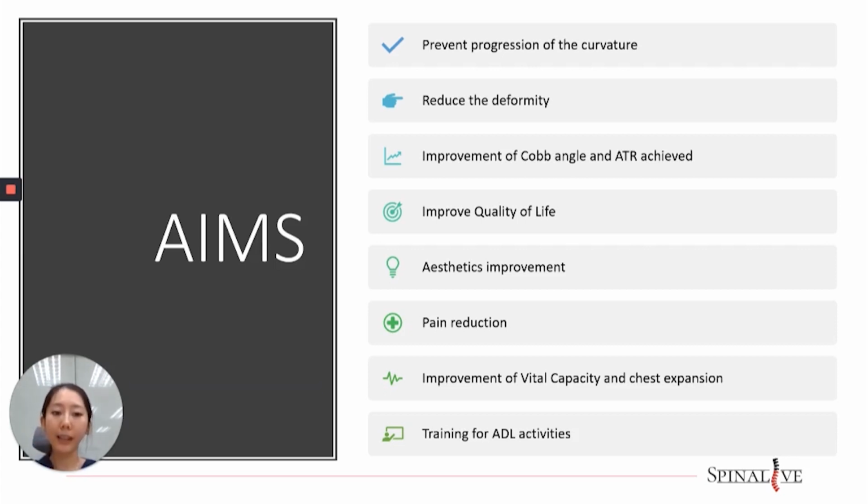And also improving the vital capacity and chest expansion, especially for those who have a big thoracic curve. Let's say there's a right thoracic curve, there will be an imbalance in that one side of the lung will be more squished, while the other side will have a lot more space. So when there's inhalation and exhalation, the pumping and also the expansion and constriction of the lungs would not be the same. Hence, it does affect the vital capacity.